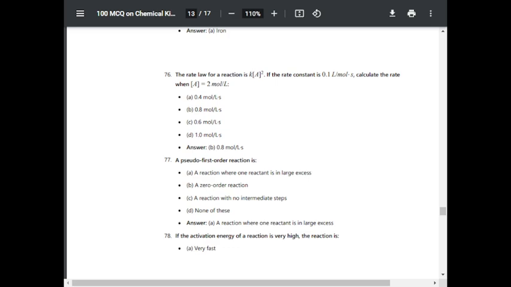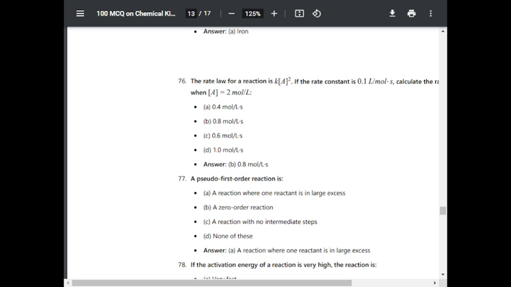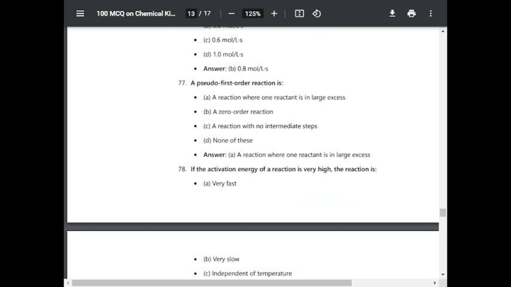Question number 77. A pseudo first order reaction is: option A, a reaction where one reactant is in large excess; B, a zero order reaction; C, a reaction with no intermediate step; D, none of these. Option A is correct, a reaction where one reactant is in large excess. A pseudo first order reaction is a reaction where one reactant is in large excess.